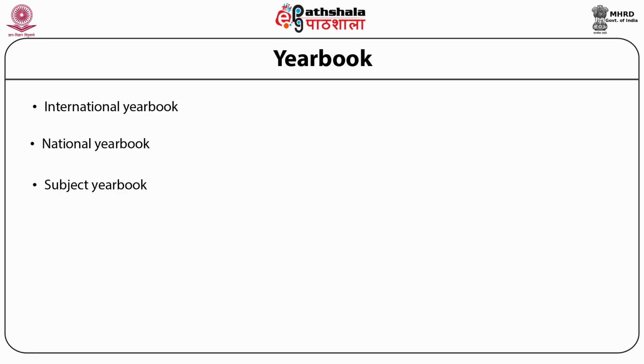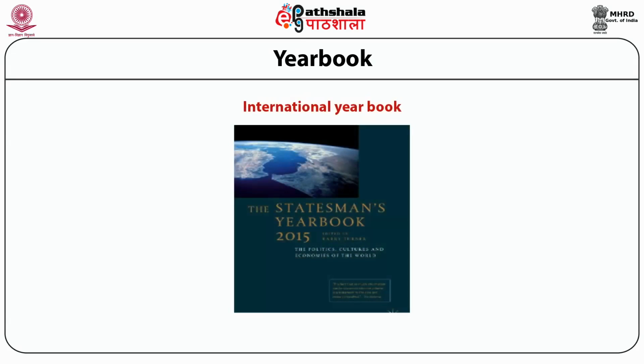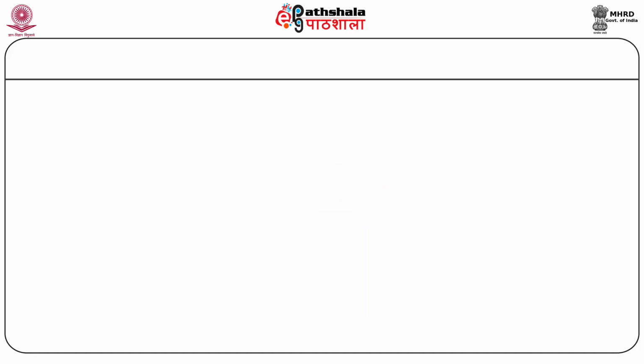Whereas a national yearbook provides this information on an individual country. Yearbooks depend on government sources for statistical information. A subject yearbook covers previous year's achievements and development in a particular subject field. International yearbook: an international yearbook covers previous year's events and development on the political, economic and social front of the world, such as the Statesman Yearbook.